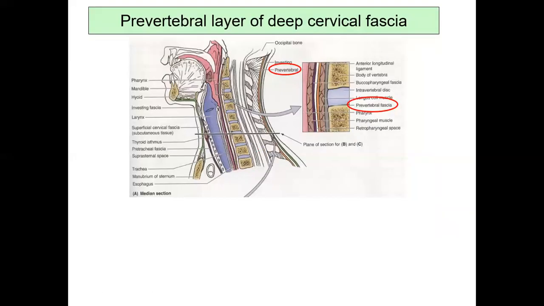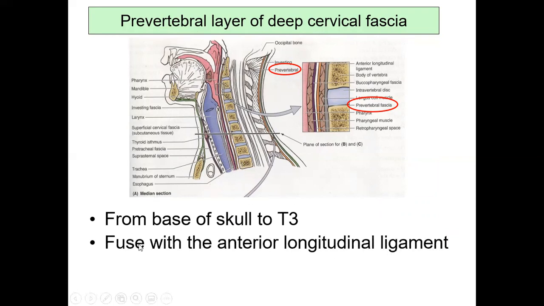Now we're going to proceed with the third part of the deep cervical fascia, which is the prevertebral layer of the deep cervical fascia. It extends from the base of the cranium, the brown color line there, down to thoracic vertebra number 3. This prevertebral layer of the deep cervical fascia fuses with the anterior longitudinal ligament.